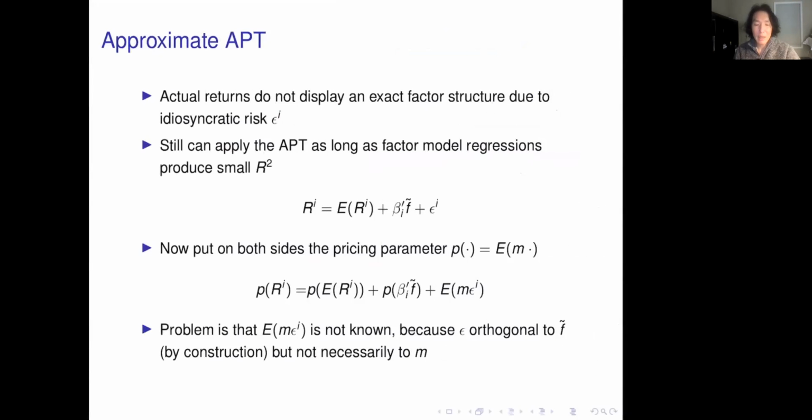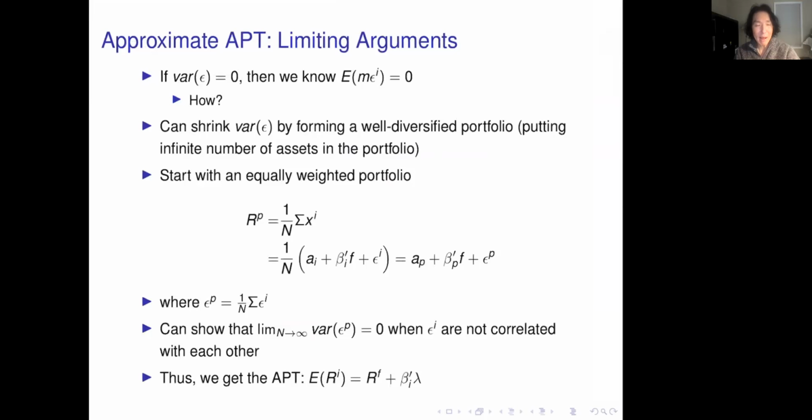Now, in most cases, the exact APT that we saw in the previous slide is impossible because there is idiosyncratic risk, epsilon. But you can still use the APT as long as the idiosyncratic risk is small. Now you put on the pricing parameter as before. Now the difference is this term. As long as the last term here is not very large, you can get some approximate pricing. Okay? How do we do that?